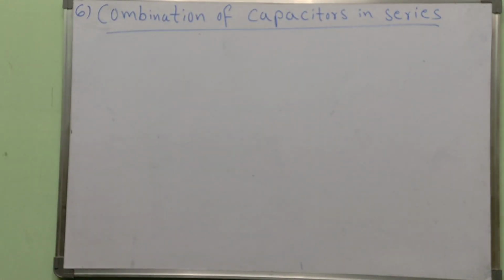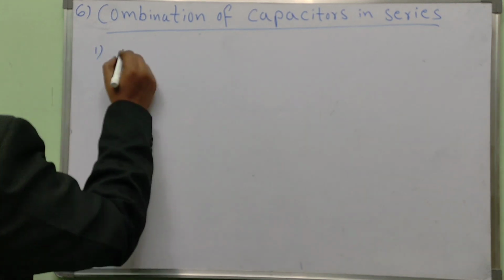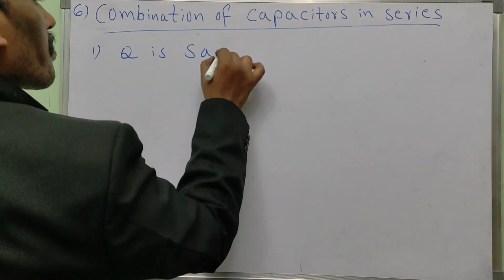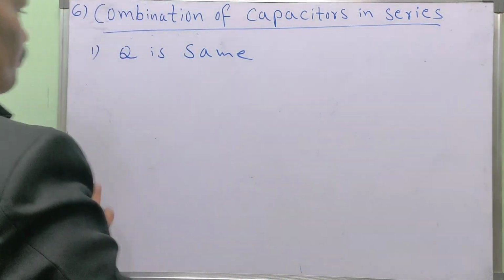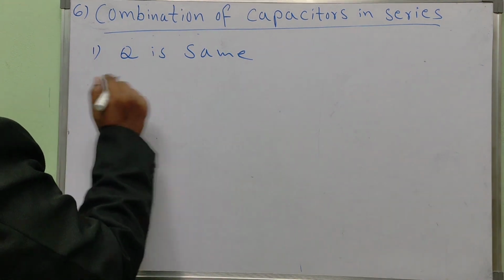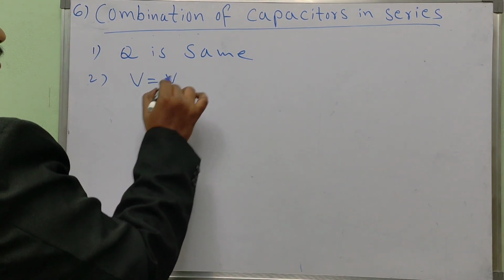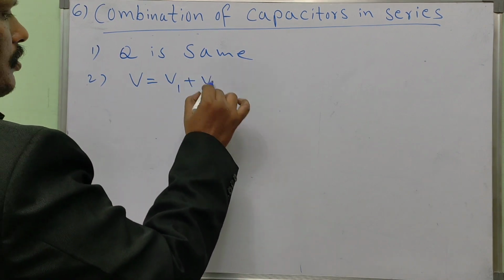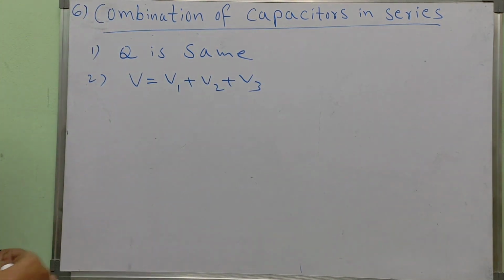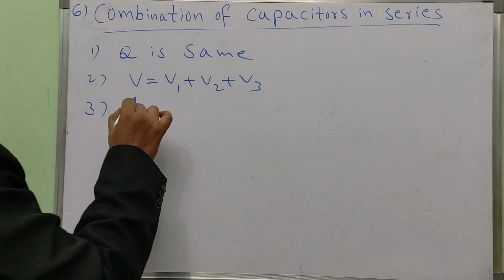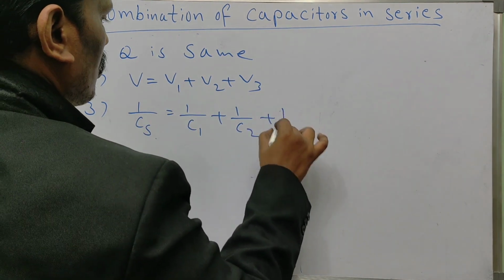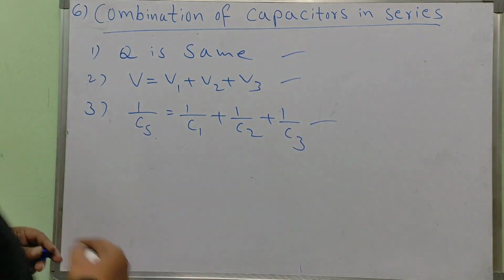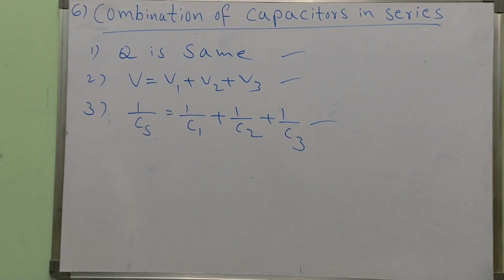What are the points we need to remember in series combination? First point, Q is the same for individual capacitors and the equivalent capacitor also. Next, the total potential is the sum of the potentials across each and every individual capacitor. And the equivalent capacitance is calculated as 1 upon Cs is equal to 1 by C1 plus 1 by C2 plus 1 by C3. These are the 3 points we need to remember for capacitors connected in series.